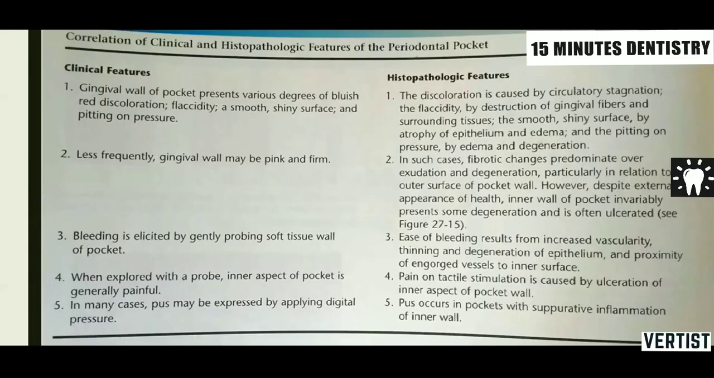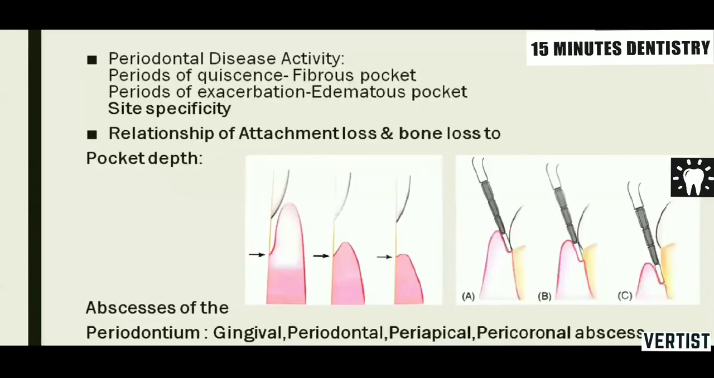Pus doesn't show the severity of periodontal disease. Pus may be present in a shallow pocket, and pus may be absent in a deep pocket. So when pus is present in the pocket, it shows the suppurative inflammation of the inner wall of the pocket. Now let us see periodontal disease activity.